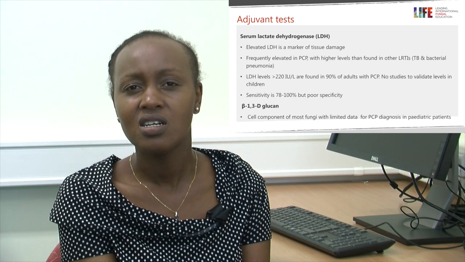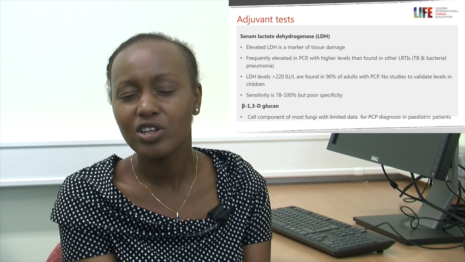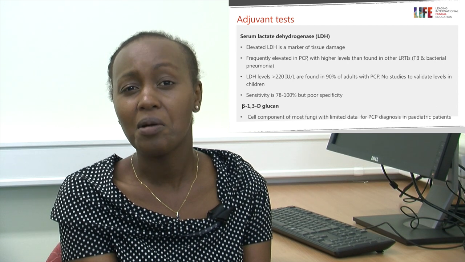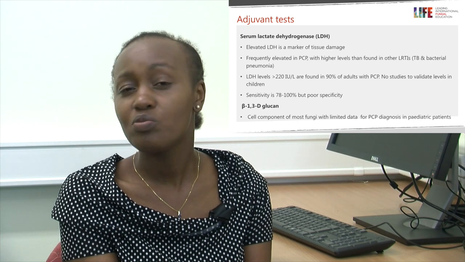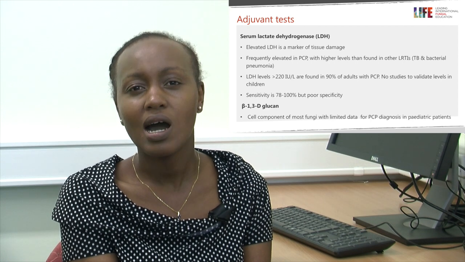So what does this mean? This probably means that if you have a patient in whom you're suspecting pneumocystis pneumonia, and you do a serum lactate dehydrogenase and it is high, then it could mean they have pneumocystis pneumonia, it could mean they have bacterial pneumonia, it could mean this is tuberculosis. However, if you have a normal level of serum lactate dehydrogenase, then you're very unlikely to have pneumocystis pneumonia. So this would be a nice ruling out test as opposed to a ruling in test.